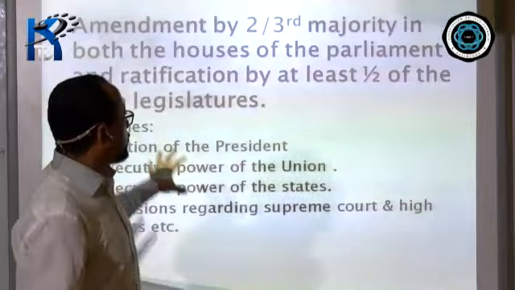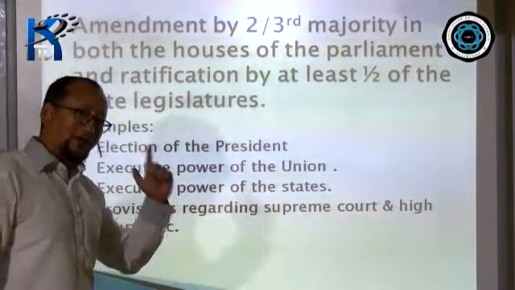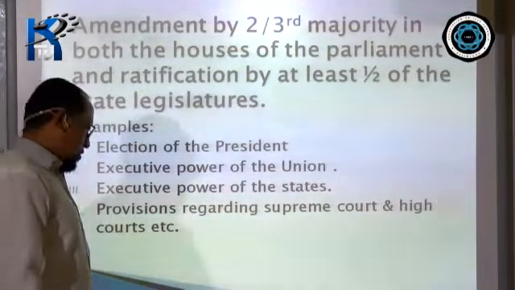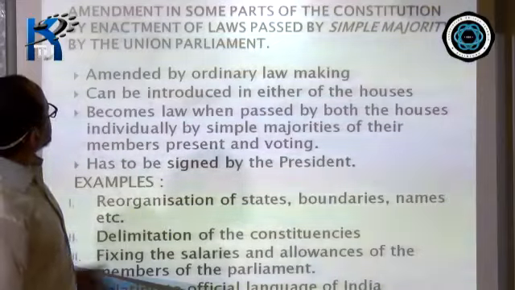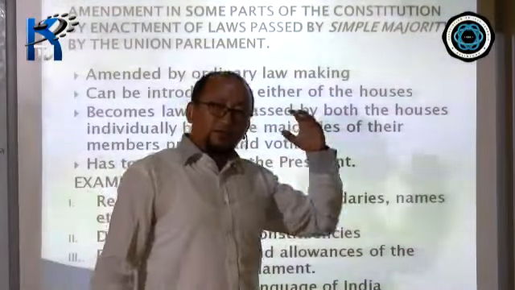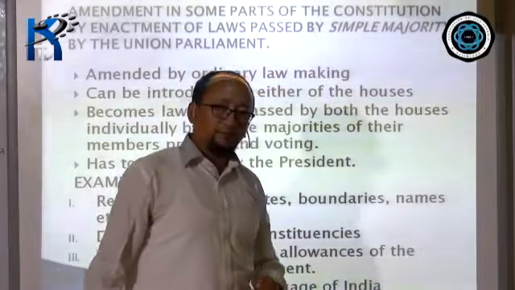So I hope you will at least remember a few of these examples and the procedure of amendment of the Indian Constitution. Now let's look into the other one. The third one was by simple majority. See here, simple majority. Okay?